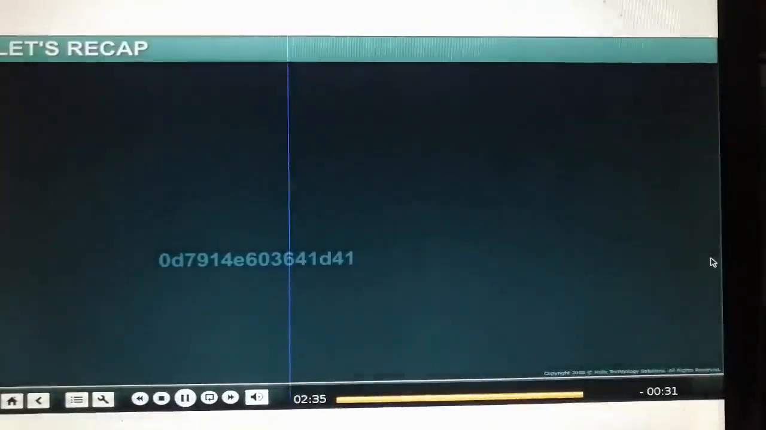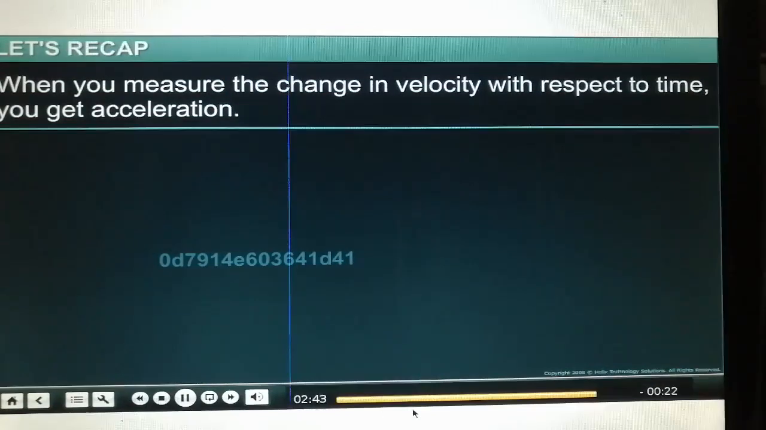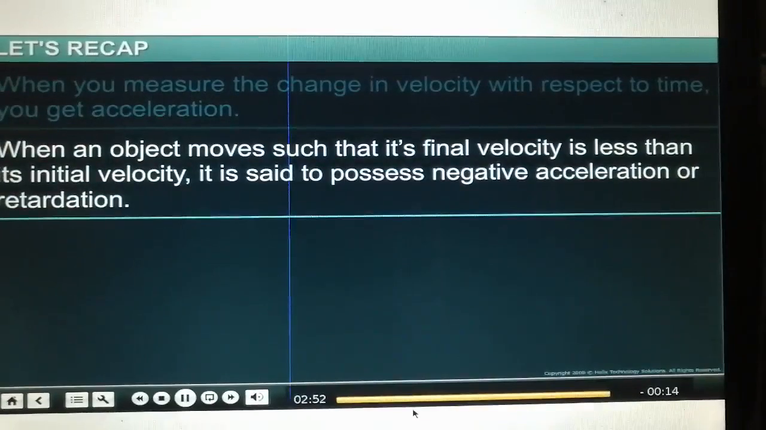This brings you to the end of this module. In this module, you have learned that when you measure the change in velocity with respect to time, you get acceleration. When an object moves such that its final velocity is less than its initial velocity, it is said to possess negative acceleration or retardation.